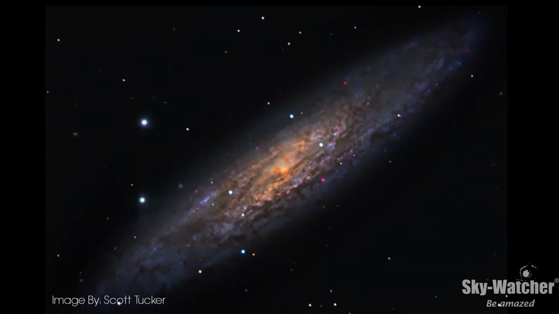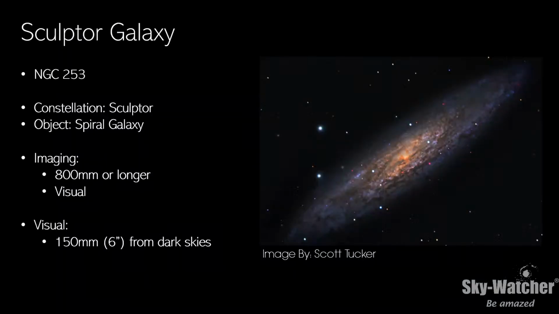All right. This is one that doesn't come up too often, but it's huge. This is the Sculptor Galaxy, NGC 253. This is in the constellation of Sculptor. It's a spiral galaxy. This is a big galaxy. Sculptor sits kind of low in the south from the northern hemisphere, so you can glimpse it. The further south you go, it'll be higher.